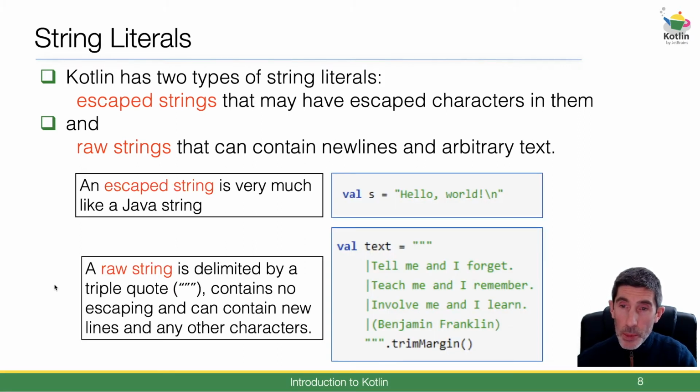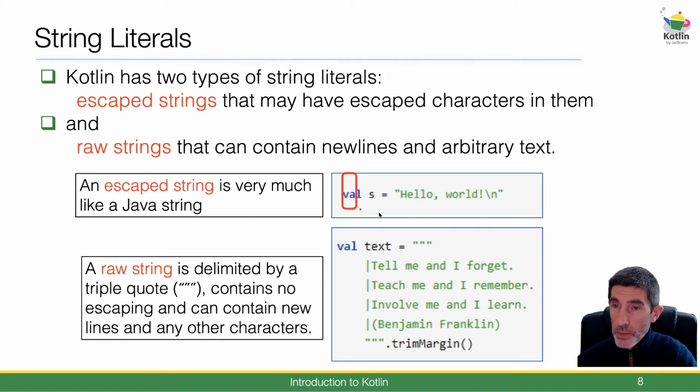So an escaped string is very much like a Java string. So we see it there. We're saying val s is assigned "Hello, world", and you can see the \n there, which just gives a simple new line. Whereas a raw string is delimited by a triple quote. Again, we haven't seen that before. It contains no escaping and can contain new lines and any other characters. So if you see it there, just highlight it again.